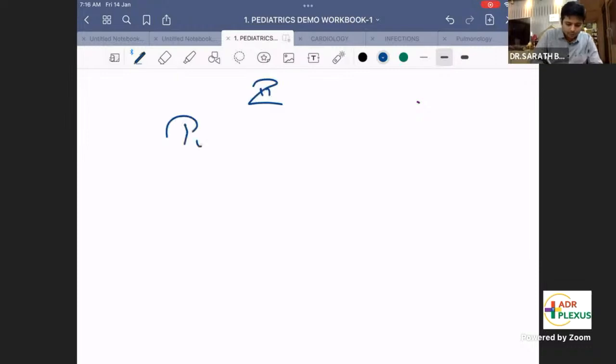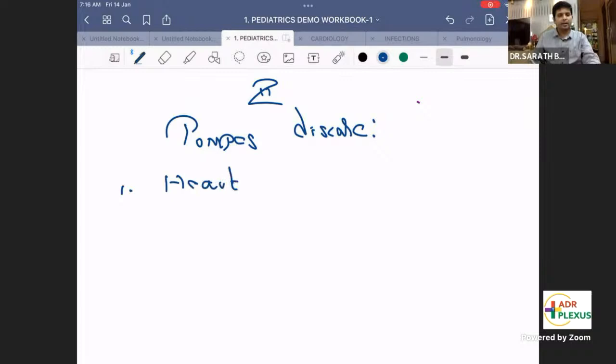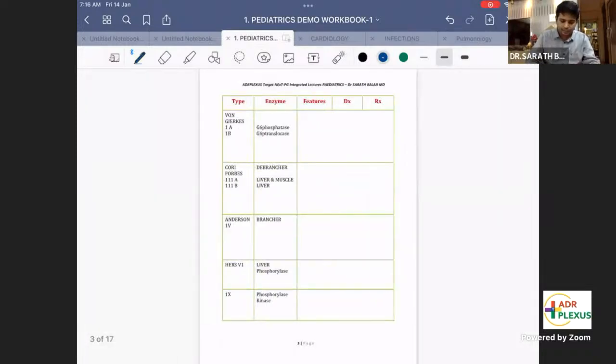So type 2 is called Pompe's disease. Just 5 minutes, we are winding up. Pompe's disease. Here, the glycogen is accumulated in the heart. The glycogen is accumulated in the anterior horn cells. So what will happen? Anterior horn cells.